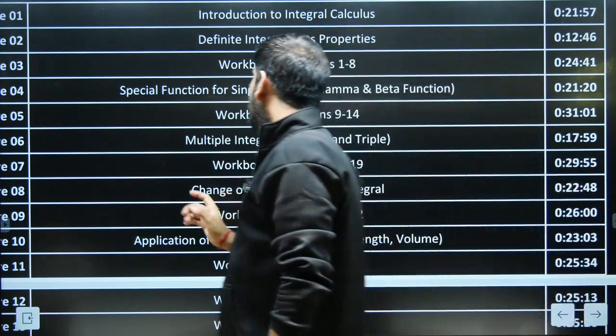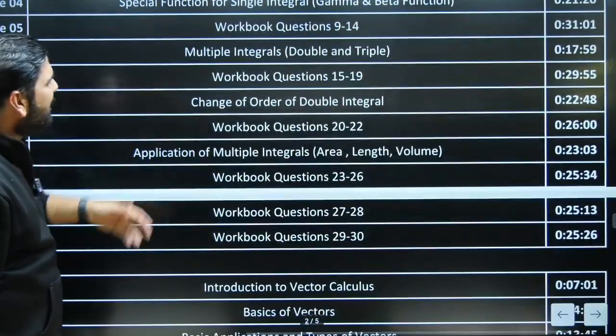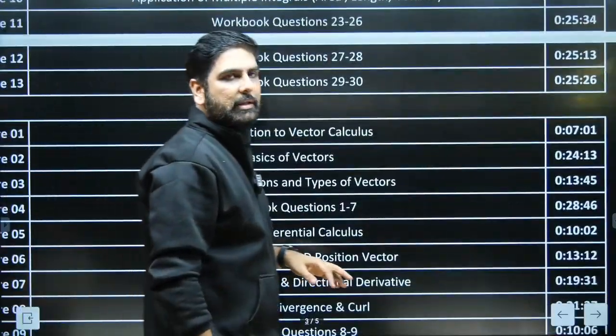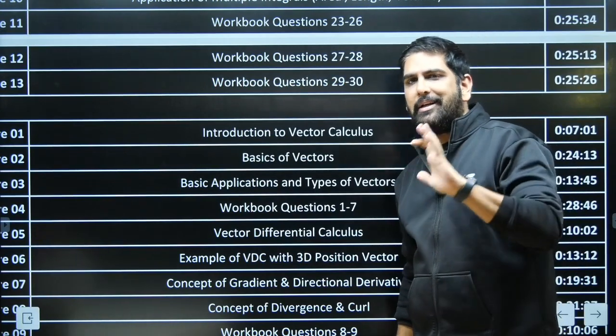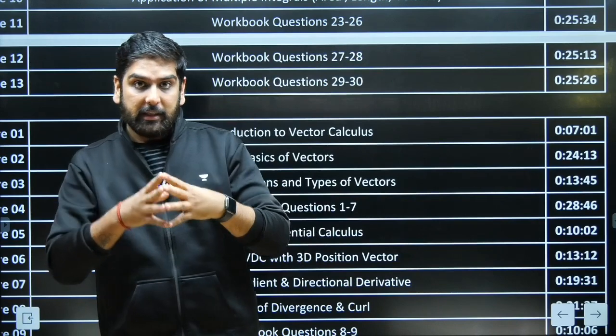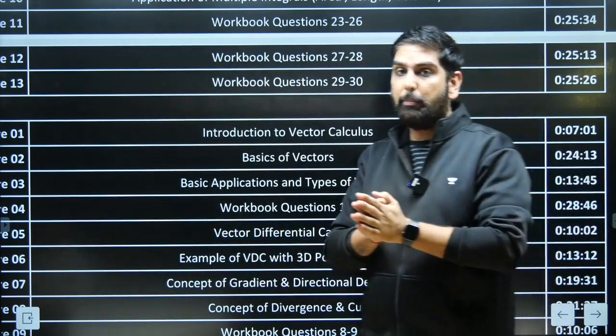Then we have special functions, the gamma beta function and multiple integrals, then change of order, and also the application of multiple integrals: length, area and volume, and also volume as a double integral or volume of revolution. This is a really important topic in our GATE examination, my dear students.